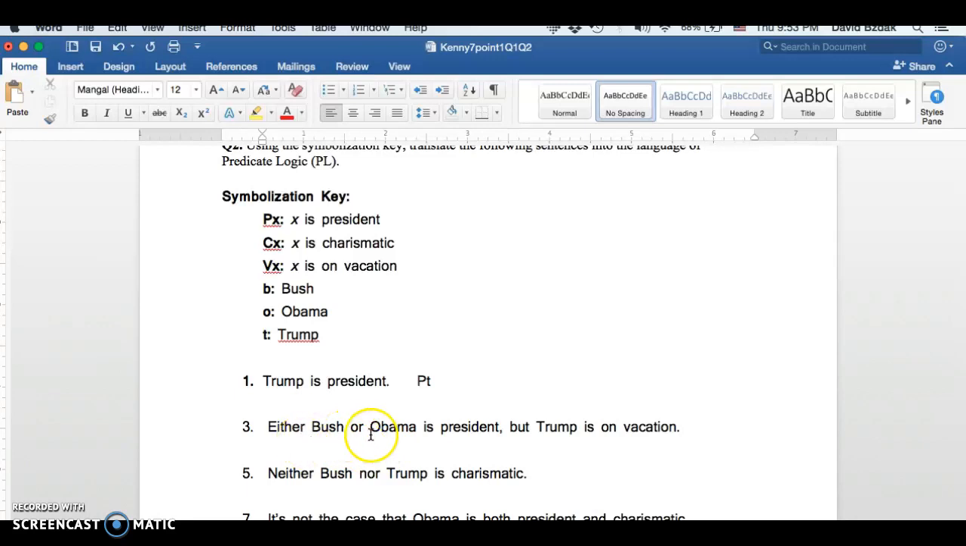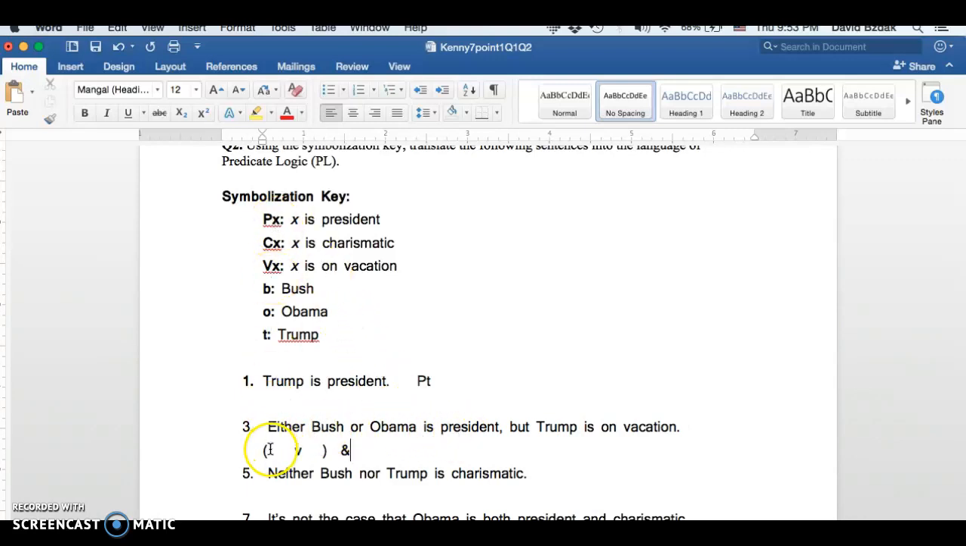Second sentence here, either Bush or Obama is president, but Trump is on vacation, right? We've got again, either or. And then this but symbolizes a conjunction, right? So our first conjunct is an either or. Our second conjunct is Trump is on vacation. So let's do the first one first.